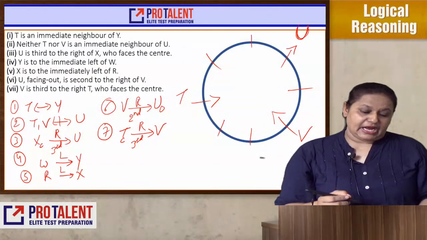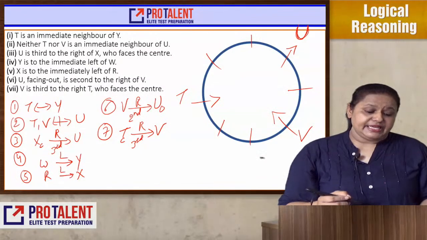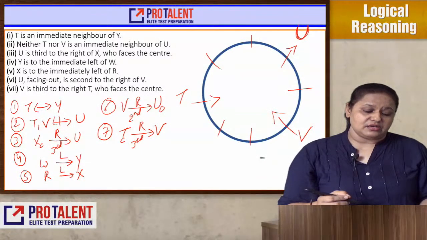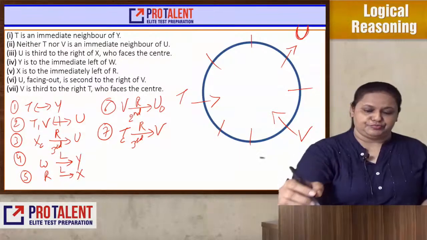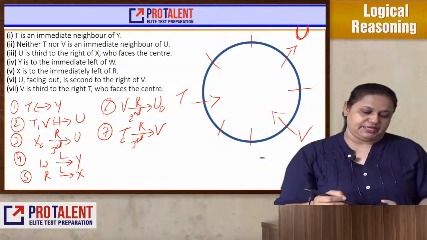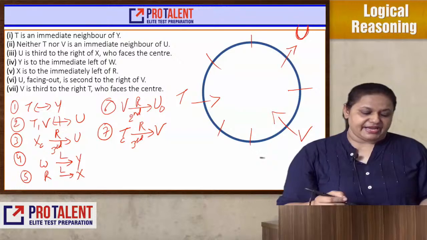Then I know, and I can also say, that T and V are not the neighbors of U. So anyway, I was left with only two positions. U would be coming over here, and T and Y are the neighbors, but I don't know where to fix them yet.